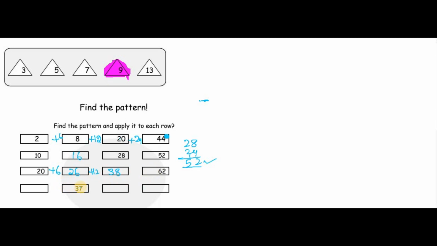So for some number I'll add 6, I'll get this number. So 37 minus 6 is 31. And 37 plus 12 is 49. 49 plus 24. 4 plus 9, 13. 4 plus 2, 6 plus carry 1, 7. And the answer is 73.